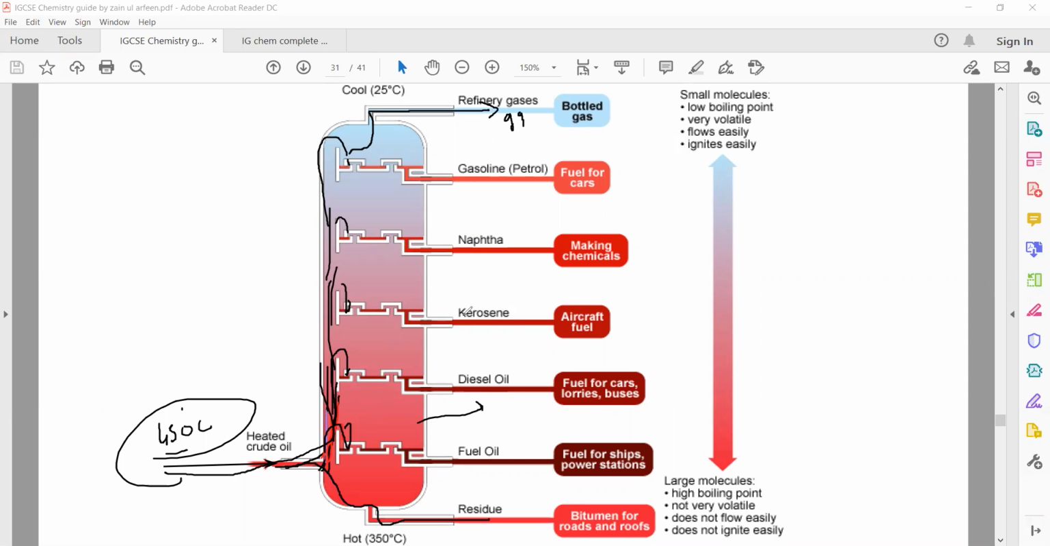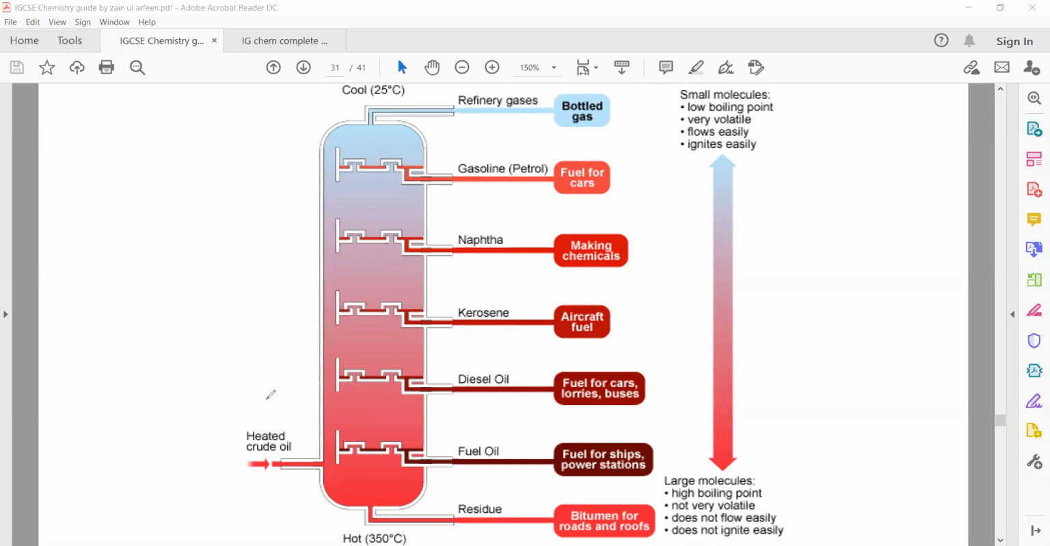So at different temperatures, you obtain different fractions. For example, residue is a fraction which is not converted into a gaseous state. When the crude oil enters, the residue is still in a liquid state, so it escapes from the bottom. The other components present in the crude oil start to rise up because they are in vapor form. But as they rise, some of the fractions condense. The part of the fraction which condenses first is called fuel oil.